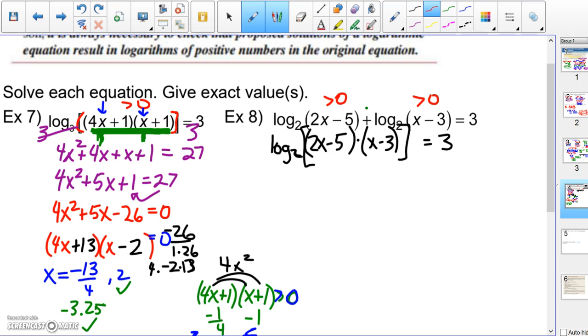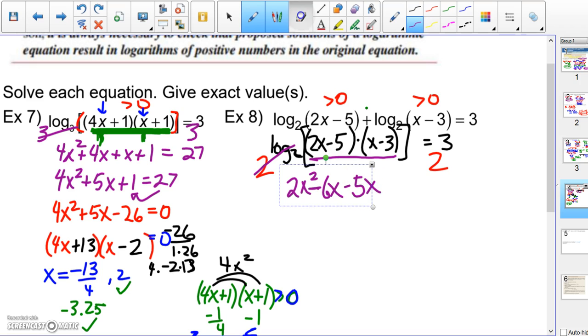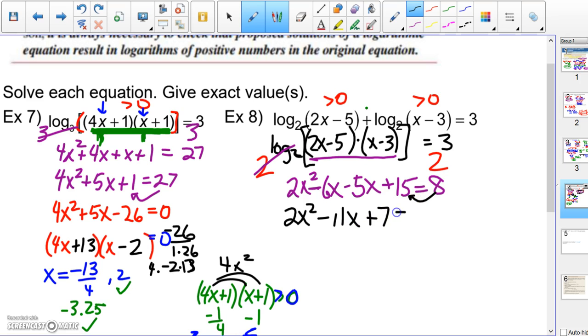So in order to get out of that log, you're going to do a base 2 on both sides. The exponential base 2 cancels out the log base 2, and you're going to end up with just this. So I'm going to go ahead and FOIL that out. 2x squared minus 6x minus 5x plus 15 equals 2 to the third power, which is 8. So cleaning up like terms, 2x squared minus 11x, I'm going to subtract that 8 over and get plus 7 equals 0. I don't know how to factor this one, so we're going to go ahead and do the quadratic formula.